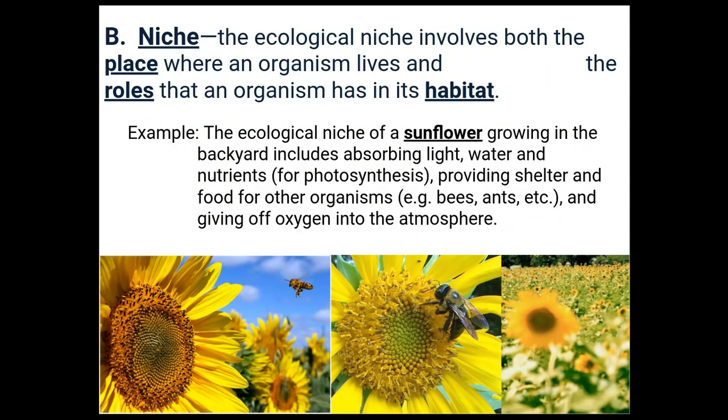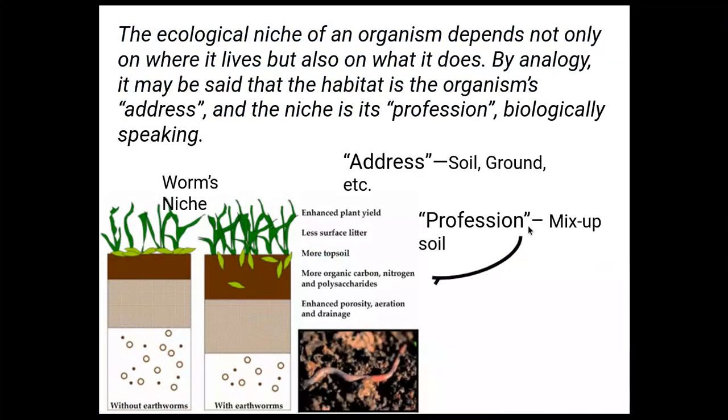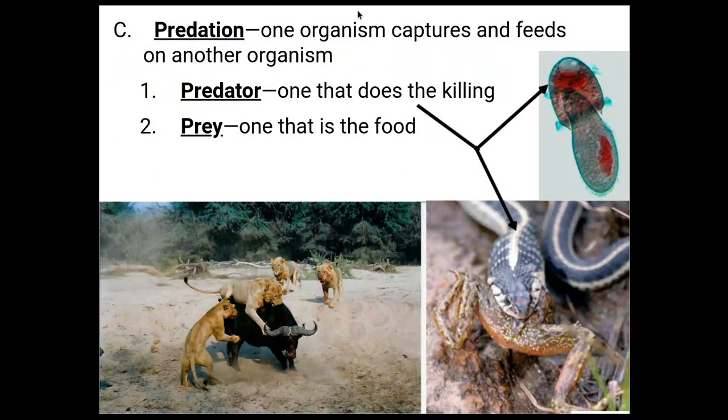Now with ecology, we talk about something called a niche. Some people call it a niche. I'm going to say niche. So the ecological niche involves both the place where an organism lives and the roles that the organism has in its habitat. So looking at a sunflower, for example, the ecological niche of a sunflower growing in the backyard includes absorbing light, water, nutrients. It provides shelter for bees, ants. It gives oxygen to us. We're excited, we need oxygen. So it is its job in the environment. Now, a lot of us can think of an ecological niche as its job.